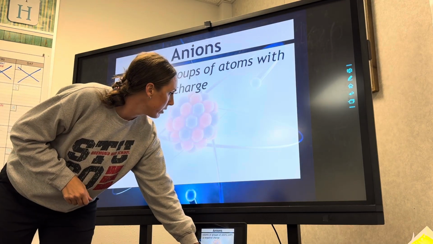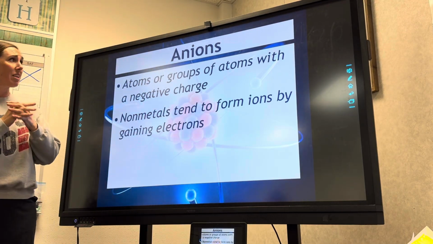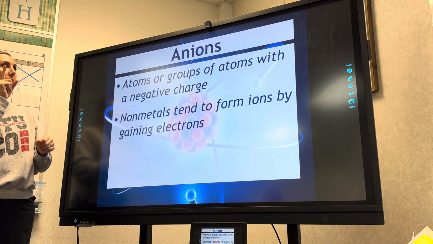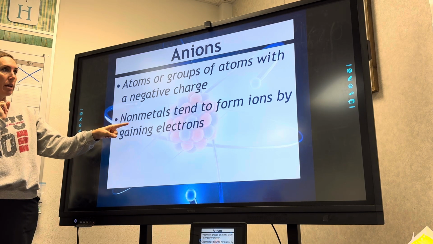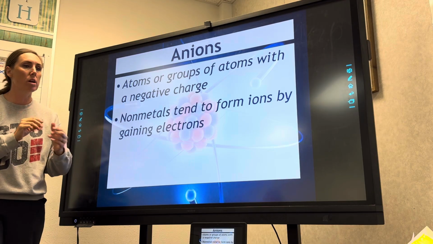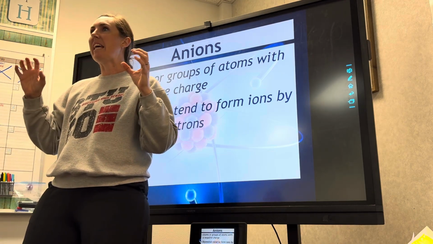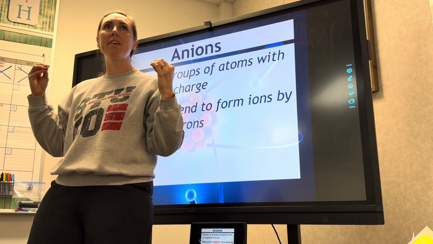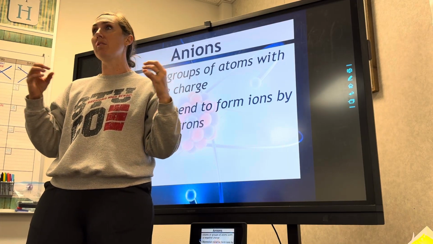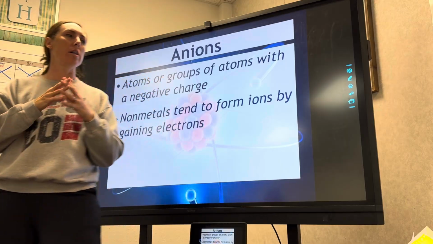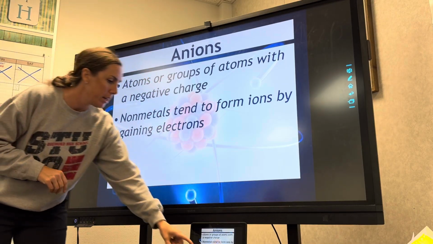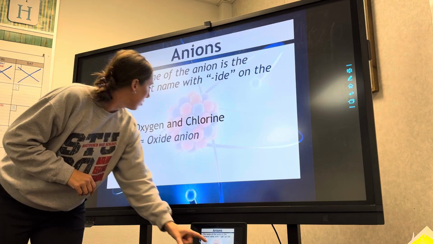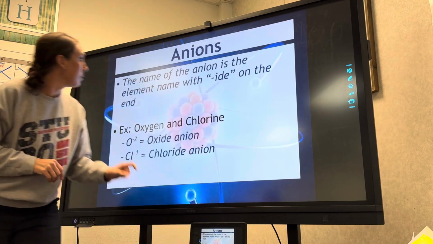Okay, what happens when there's negatives? Atoms or groups of atoms with negative charge are anions. Usually non-metals tend to form ions by gaining an electron. Think of anti, angry, antagonist. All of those mean negative characters. So it's the negatives, okay? It's gaining electrons, so we'll talk about that. Cation positive, anion negative.